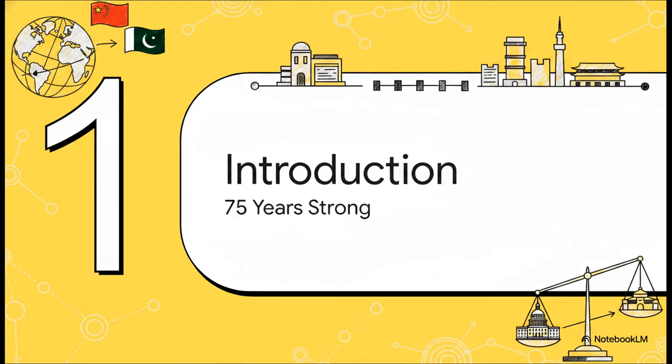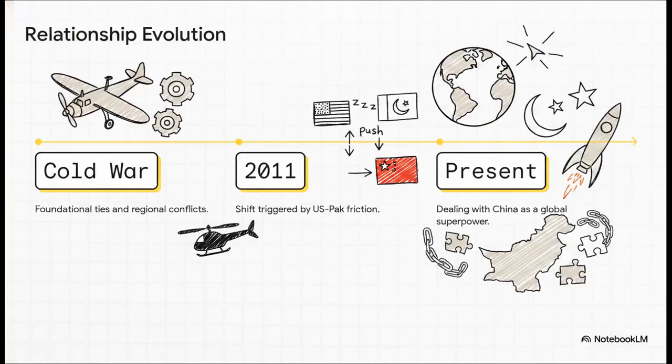Okay, let's jump right into Section 1, Introduction, 75 years strong, where we are evaluating a completely transforming superpower relationship. When you look at the timeline of this relationship, it reveals a really fundamental change. The China of the Cold War, where these foundational ties were actually built, is absolutely not the China of today. Then, post-2011, friction with the U.S. over the Osama bin Laden operation and the Salala border incident naturally pushed Islamabad much closer to Beijing.